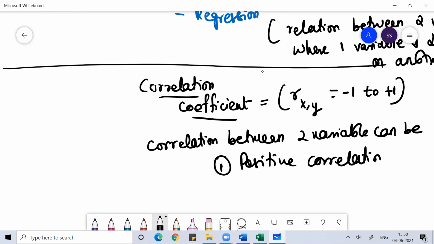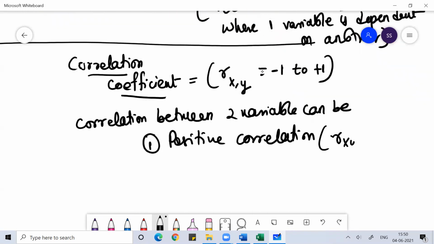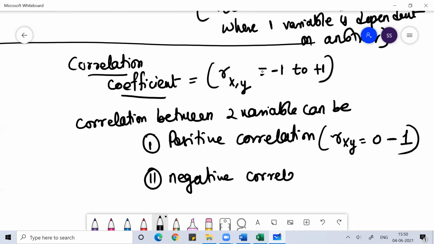Positive correlation means the R value is between 0 to 1. That is called positive correlation. So all such variables where the R value is between 0 to 1 have positive correlation. Then negative correlation happens when the correlation coefficient between the two variables is between -1 to 0. Then they are said to have negative correlation.